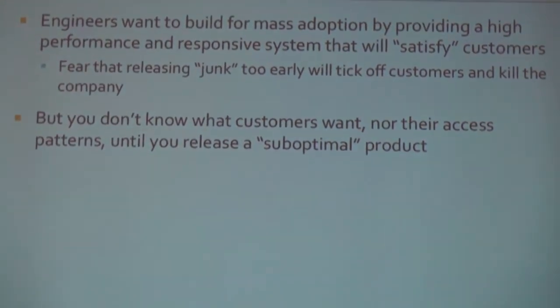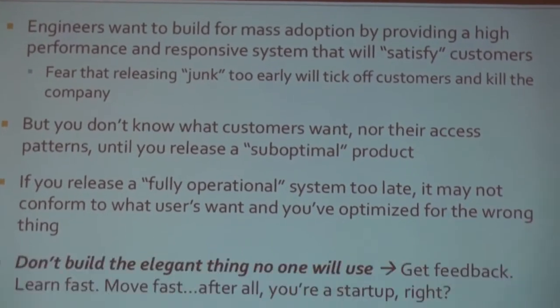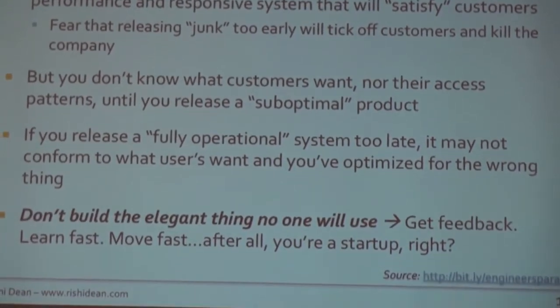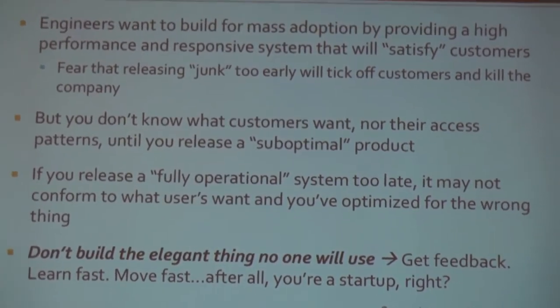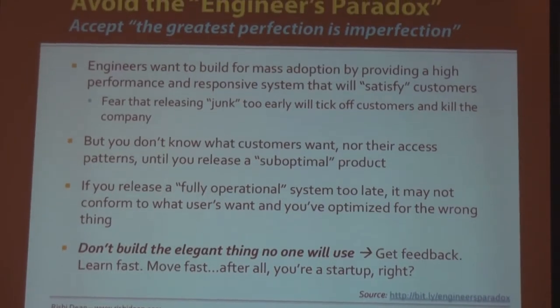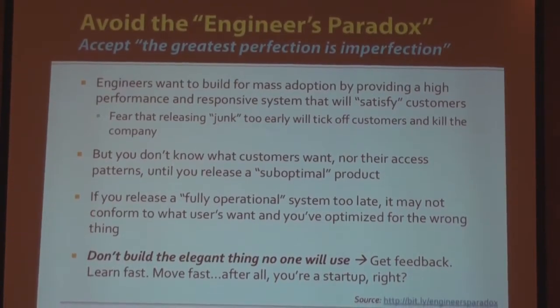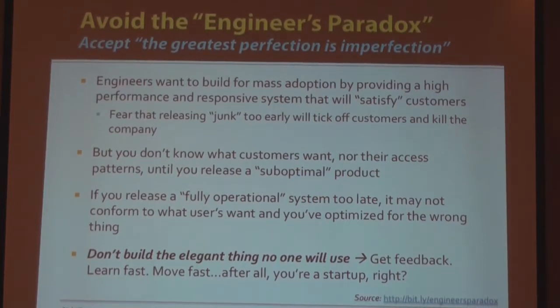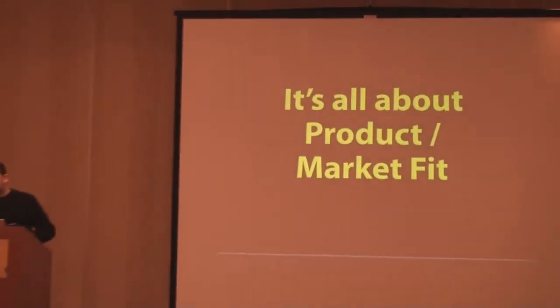So you have to break the engineer's paradox by releasing something suboptimal. That's the way to break it. If you're trying to build the elegant thing, probably nobody's going to use it. So the idea is to go out there, get feedback, learn fast, move fast, iterate. You're a startup, right? At the end of the day, your competitive advantage over the big behemoths that you're competing against is you can move faster. So move faster.